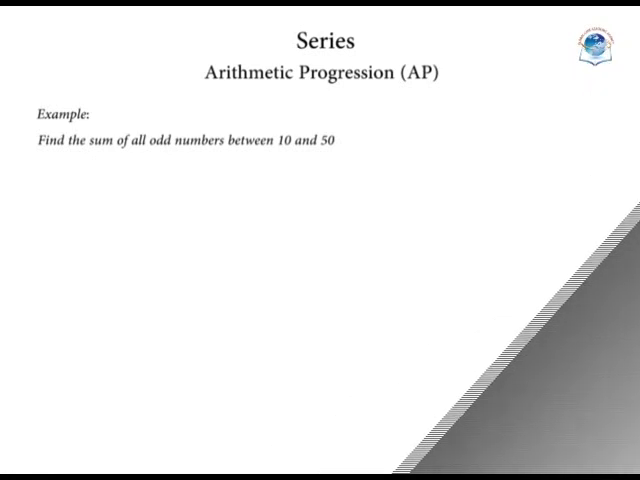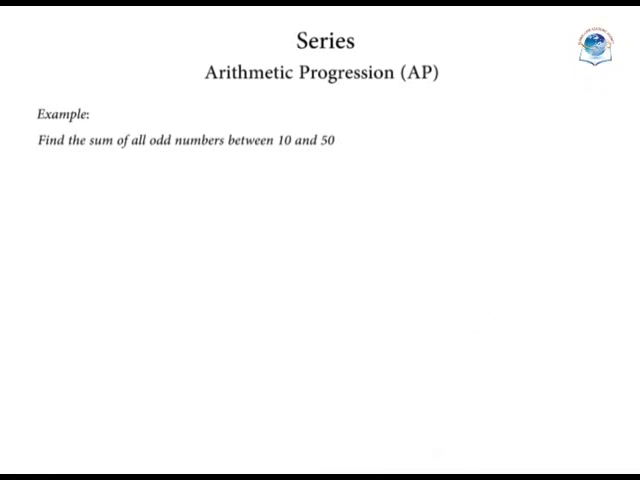Last example: find the sum of all odd numbers between 10 and 50. The first thing to know is what odd numbers are. From 10 to 50, the first odd number is 11 and the last one is 49. Also, consecutive odd numbers differ by 2. And so we can form a sequence 11, 13, 15, 17, all the way to 49. A, the first term, is 11. D is 2. The nth term is 49.